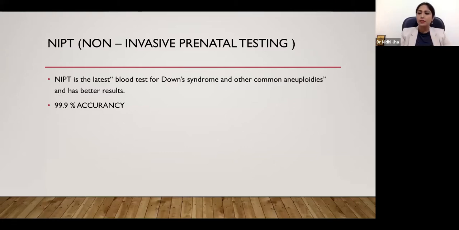NIPT, here comes the non-invasive prenatal testing. NIPT is almost the latest blood test for Down syndrome and other common aneuploidies and has better results, almost 99.9% accuracy.